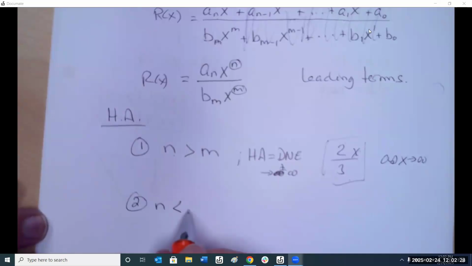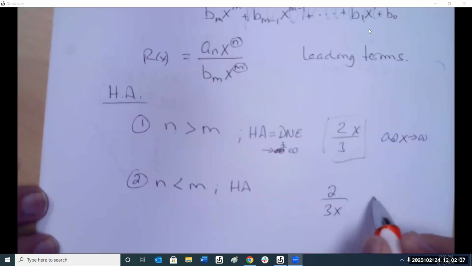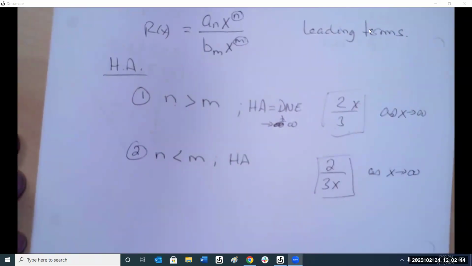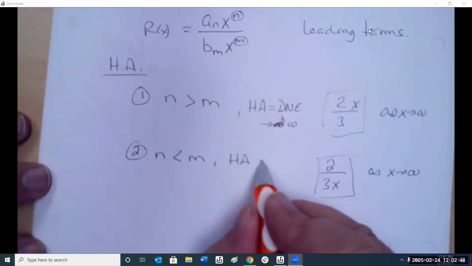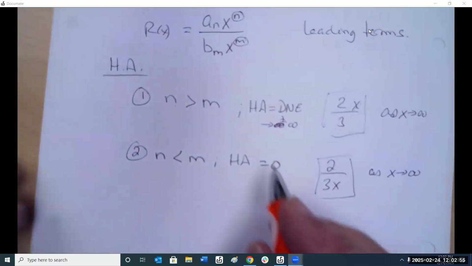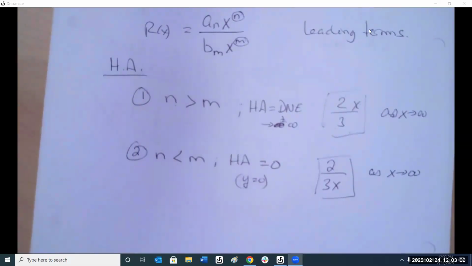If the top is smaller than the bottom, we're talking about the exponents. As x goes to infinity, where does this one go to? So if the exponent on the bottom is bigger than the exponent on top, the horizontal asymptote is 0. It's the line y equals 0. It's the x-axis.